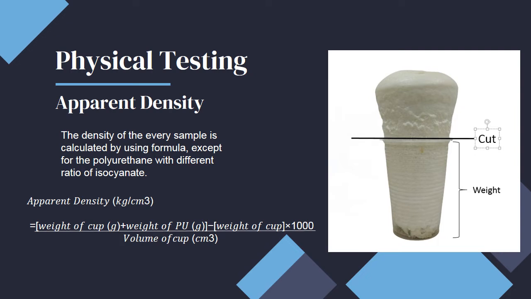As you can see from the picture, I had to cut first and then weigh the polyurethane sample. And then I can calculate the density by using the formula given. The density of the average sample is calculated by using this formula, except for the polyurethane with a different ratio of isocyanate, because the sample shrank overnight. Thus, it was invalid to calculate the density.